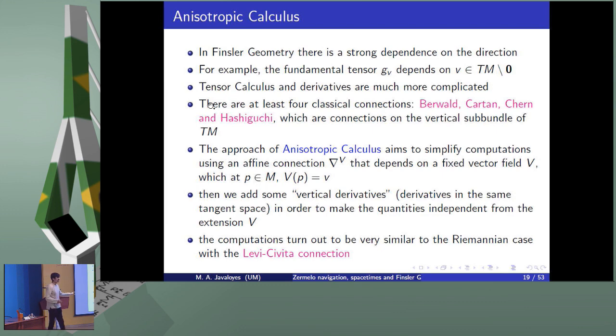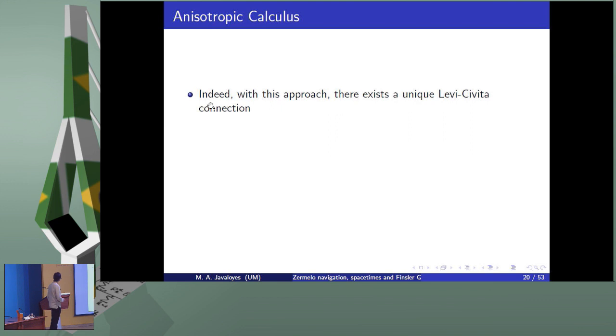The important thing is that in such a way, using anisotropic calculus, the computations are very similar to those in classical Riemannian geometry using the Levi-Civita connection. In classical Riemannian geometry, you have the Levi-Civita connection, and the computations are very nice. Using this anisotropic calculus, at the end, the difficulty is not much bigger. In fact, you can prove that there is a Levi-Civita connection with this approach.